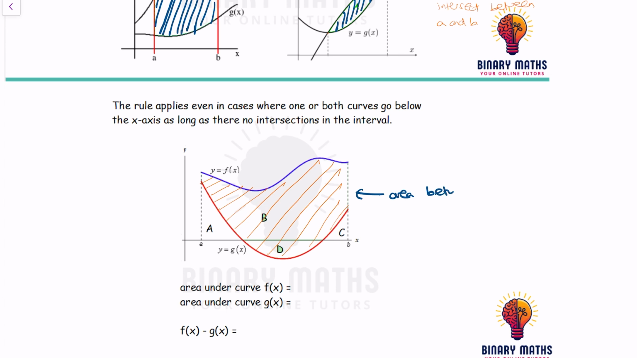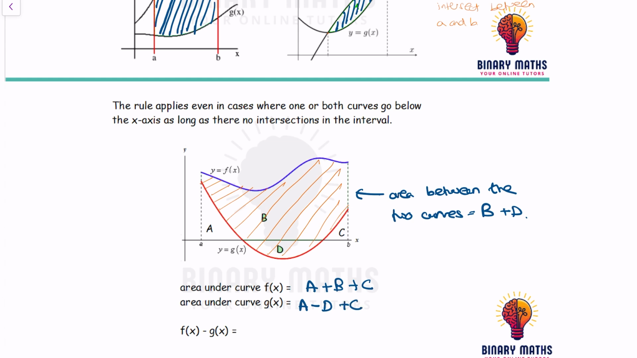Area between the two curves is equal to b plus d. Now let's look at the area under curve f of x. The area under curve f of x is a plus b plus c. Okay, area under curve g of x is a, but then we've got the d part which is below the x-axis, so we need to take away d, and then plus c.